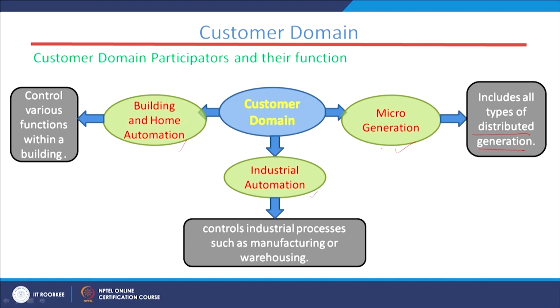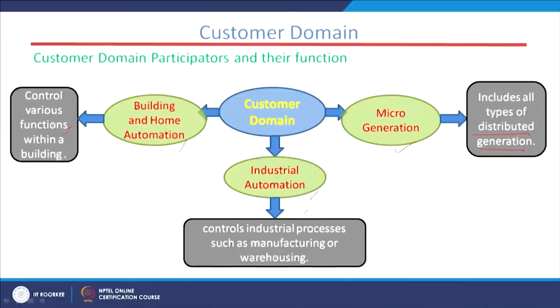The major function of building and home automation is to control various functions happening inside a building of the smart grid. Similarly, industrial automation controls the industrial processes. In all industries we have different types of functions, manufacturing, warehouses, and many other things.